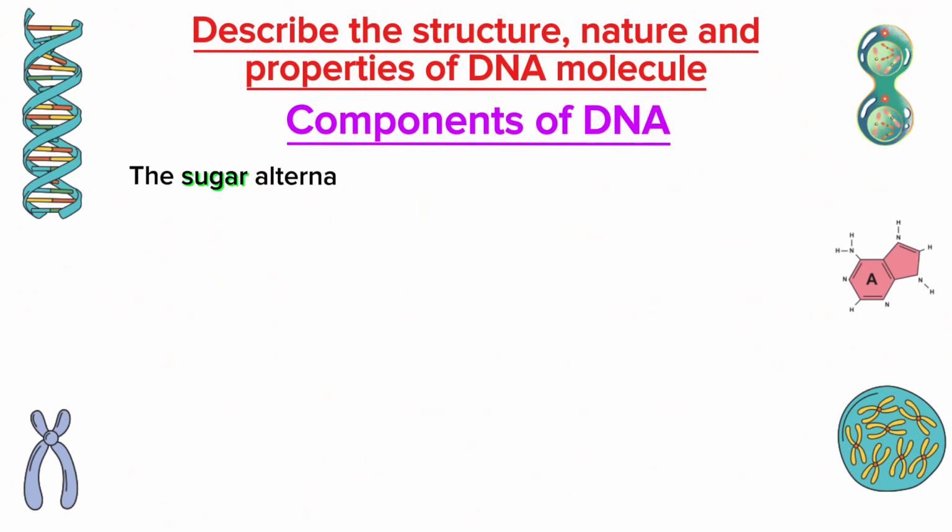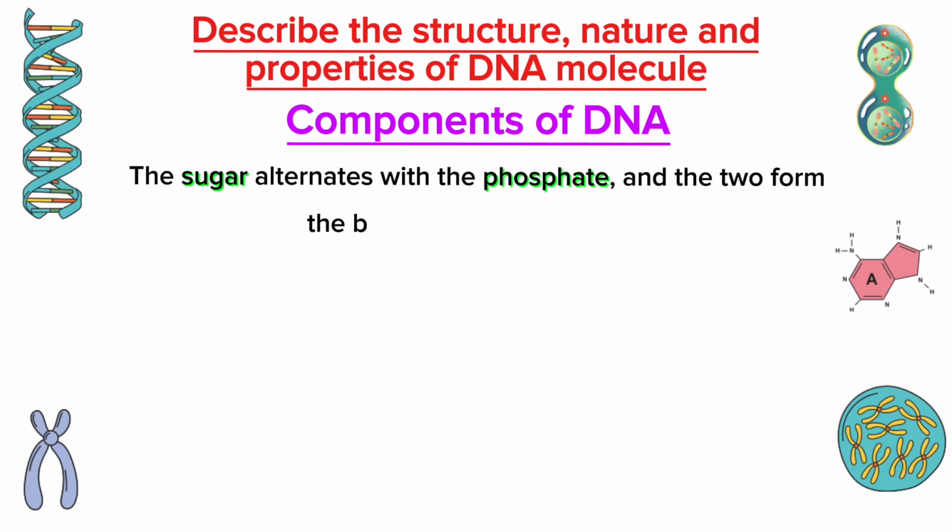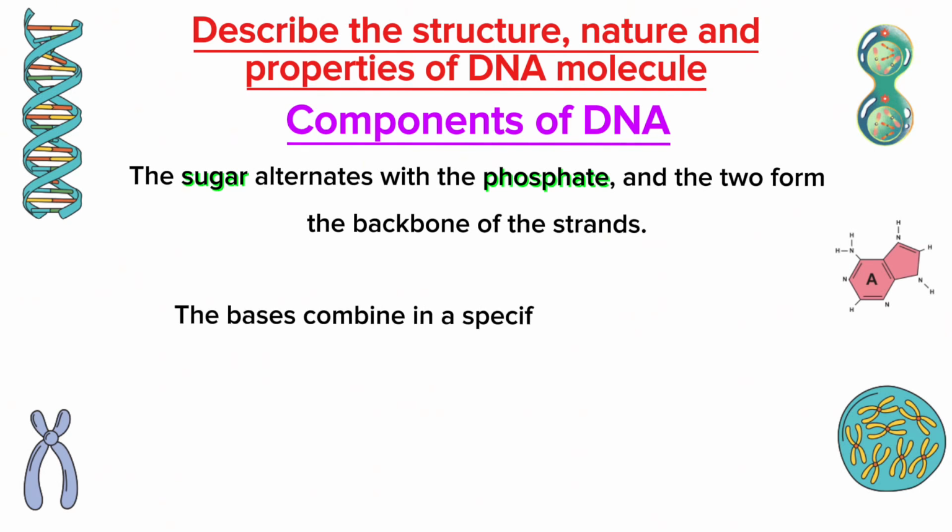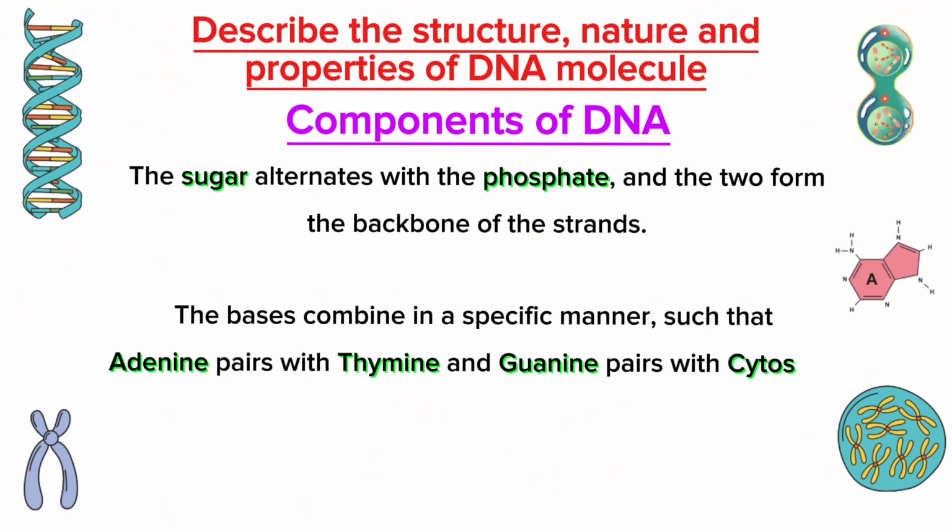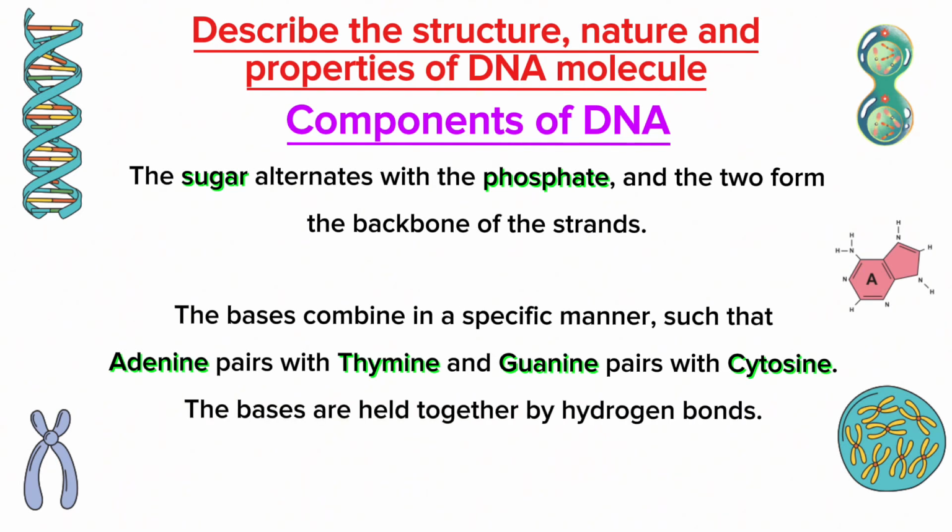The sugar alternates with the phosphate, and the two form the backbone of the strands. We've said the two components of DNA are the phosphate molecule and deoxyribose, which is a 5-carbon sugar. So when they alternate, they form the backbone of the strands. The bases, which are the adenine, thymine, cytosine, and guanine, combine in a specific manner such that adenine pairs with thymine and guanine pairs with cytosine. The bases are held together by hydrogen bonds.